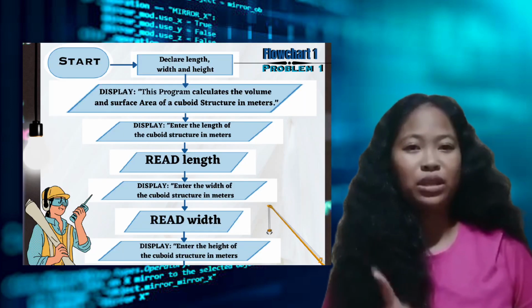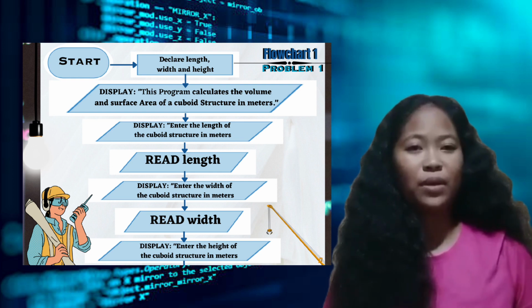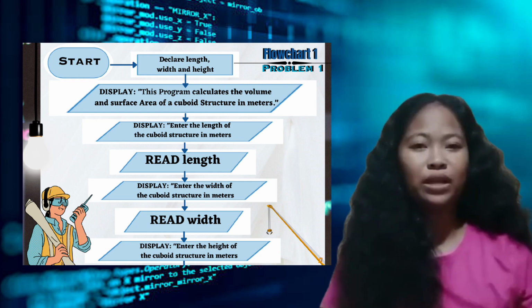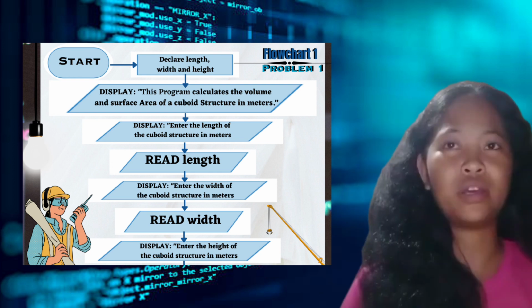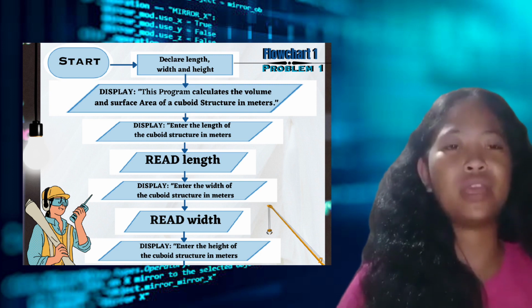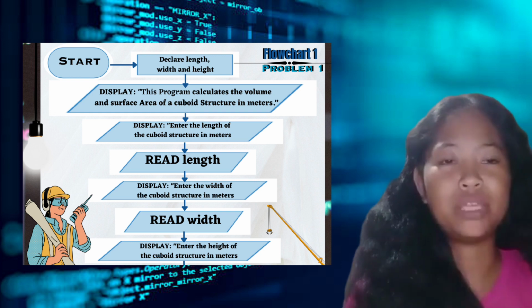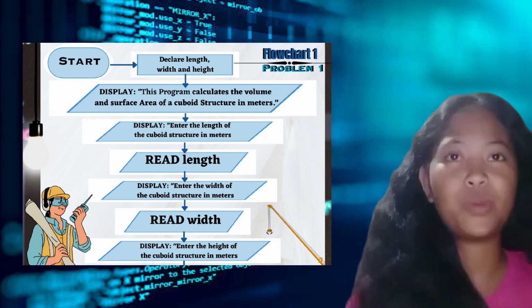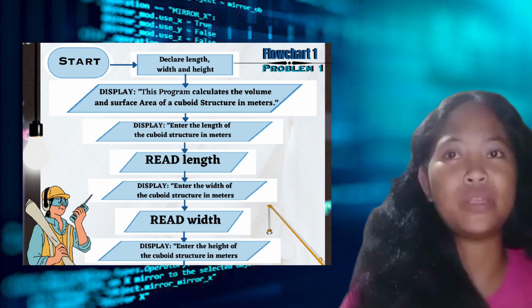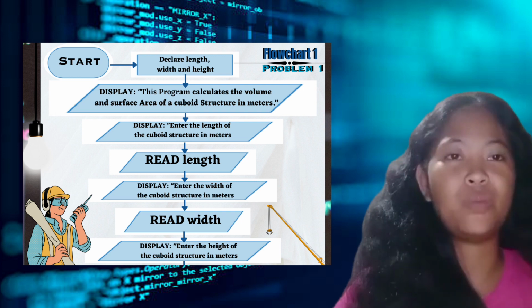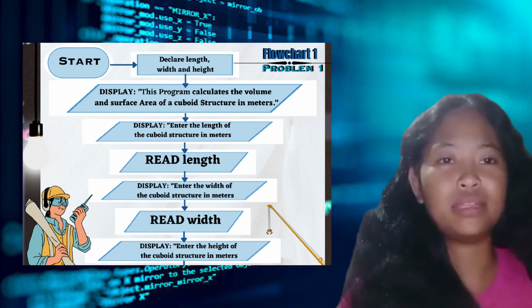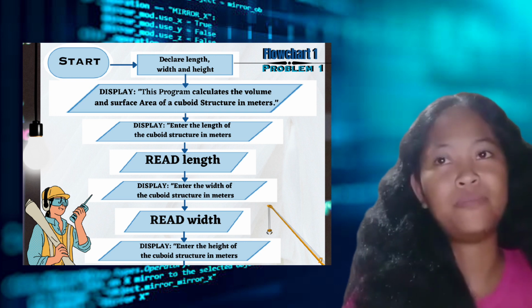The first step we did is we start our program with a rounded shape rectangular. Second, the variables length, width, height, volume, and surface area are declared as double. Next, the program displays the message: this program calculates the volume and surface area of a cuboid structure, and a new line is displayed.